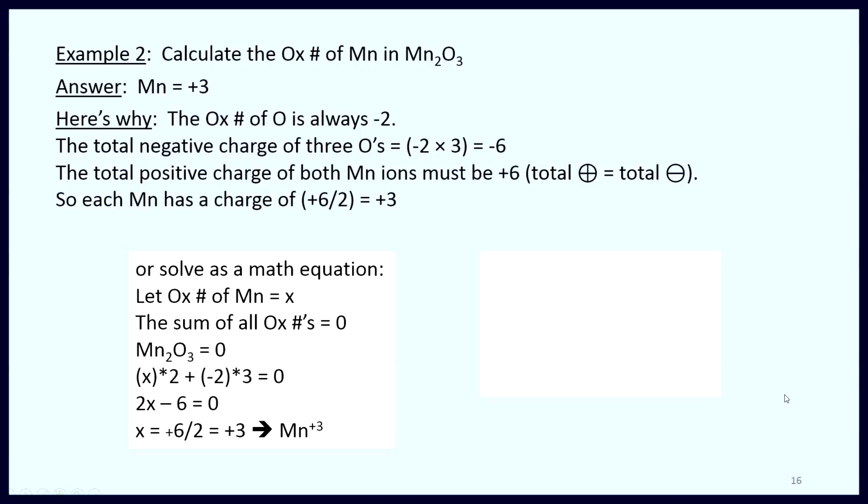A little bit tedious. Here's an easier way. Use the inverse rule. You can say that the number of manganese atoms is equal to the charge of each oxide, and similarly the number of oxygen anions is equal to the charge of each manganese cation.